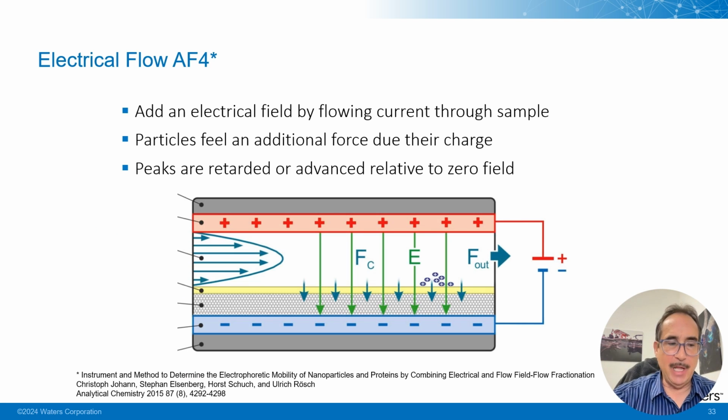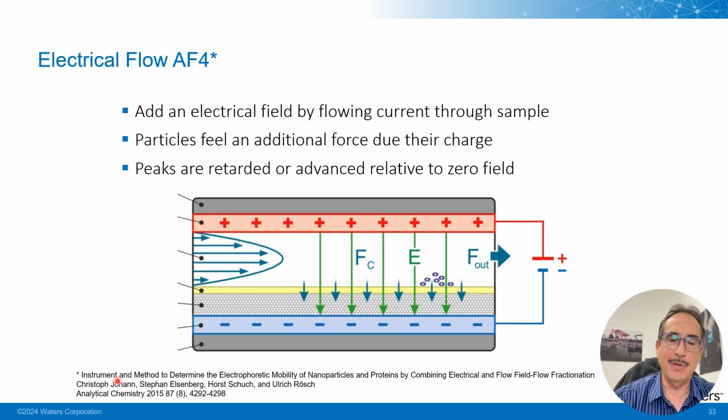Let me make a slight detour and talk about one alternative method of measuring FFF that we've seen in increased use in the last few years. This was again pioneered by Christoph Johann. It's the idea of combining flow FFF with an applied electrical field. And this allows you to improve the fractionation by doing partial fractionation based on charge and partial fractionation based on size.